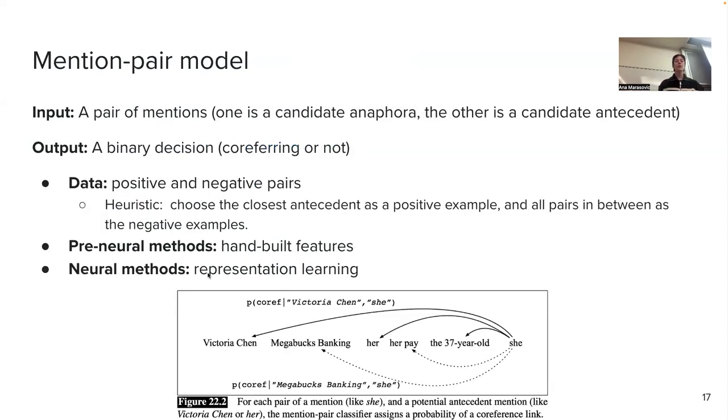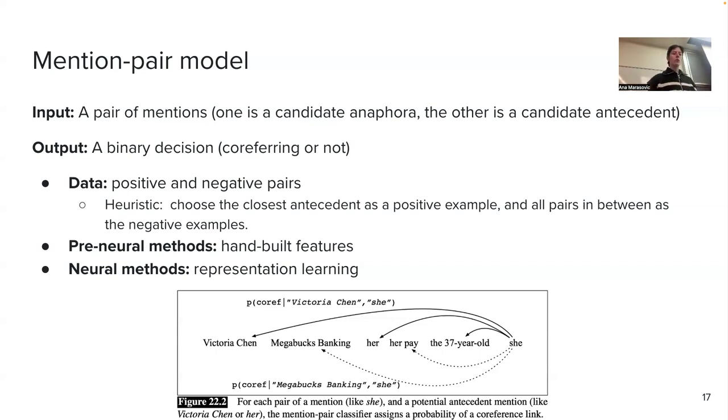Here, the input is going to be a pair of mentions. One is a candidate anaphora, and as we have learned, anaphora means that this is an expression that is referring to an entity that has already been introduced previously. And here we are going to have another mention that's going to be a candidate antecedent, so whatever has appeared before this anaphora that is potentially co-referring. And the output is going to be a binary decision whether these two mentions co-refer or not.